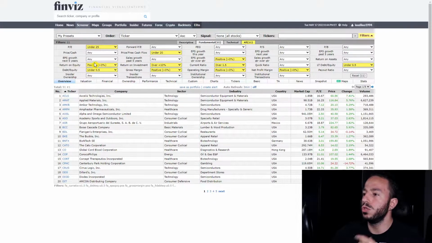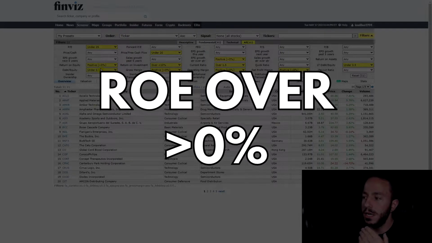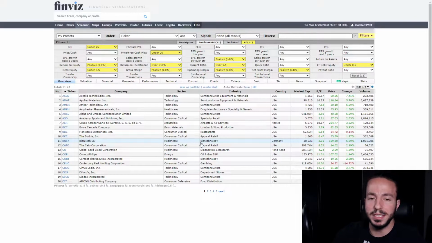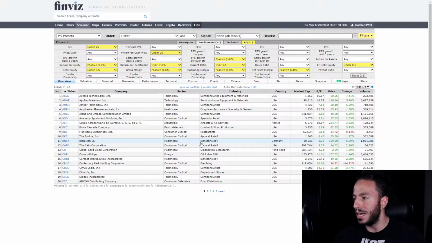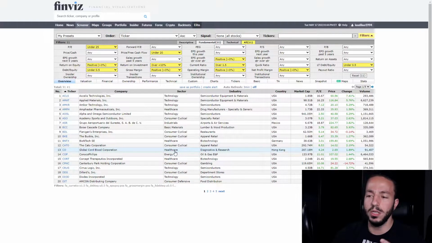Moving on to return on equity, I like to keep it at anything over 0%, because while you're screening for companies, every company is going to have a different return on equity depending on its industry. Typically, a tech company has higher return on equity, and then there are semiconductors, food distribution, and industries like energy and healthcare, which is a large variety. But anything that's positive is a good starting point for us.